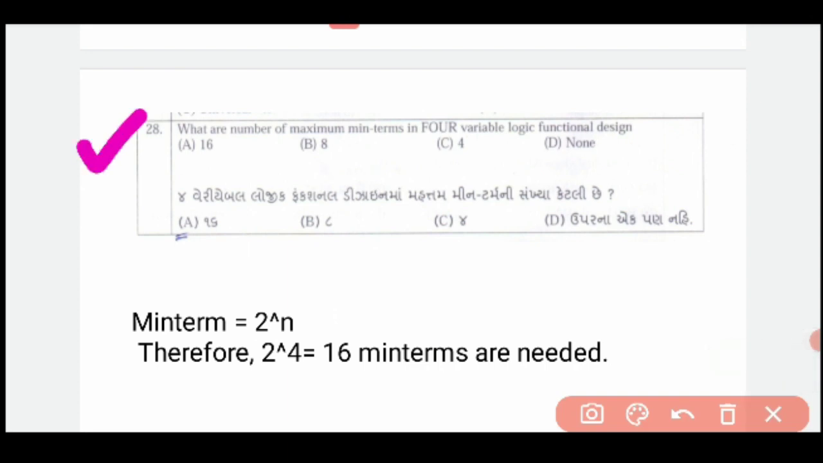Question number 28. What is the maximum number of min terms in a 4 variable logic function design? Option A 16, B 8, C 4, and D none. Then the answer is 16. We have the number of min terms equal to 2 raised to n. Here n is equal to 4 for a 4 variable logic function. Then 2 raised to 4 is 16. So the min terms needed is option A, 16.